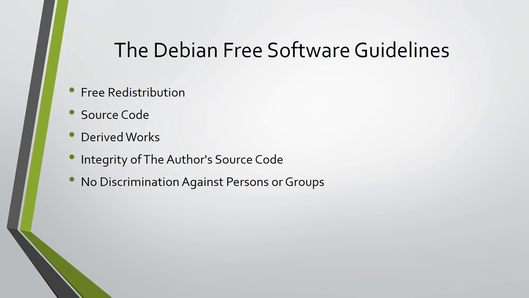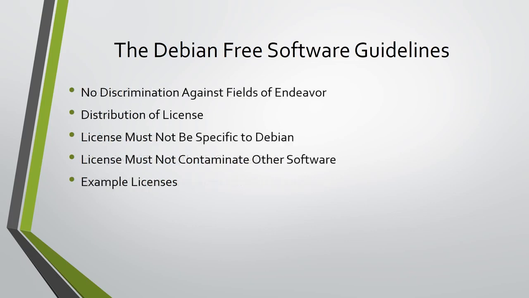No discrimination against persons or groups. The license must not discriminate against any person or group of persons. No discrimination against fields of endeavor. The license must not restrict anyone from making use of the program in a specific field of endeavor. For example, it may not restrict the program from being used in a business or from being used for genetic research.